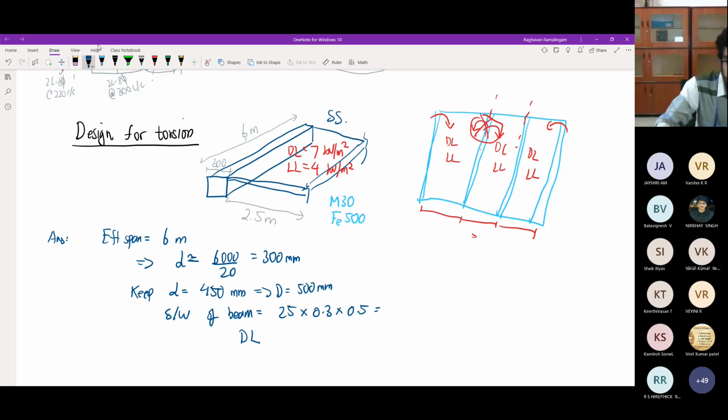Then dead load you have. So dead load is 7, and this width I've taken as 2.5, so that will be about 7 into 2.5. And live load again is 4 into 2.5. So the total unfactored load will be this much.